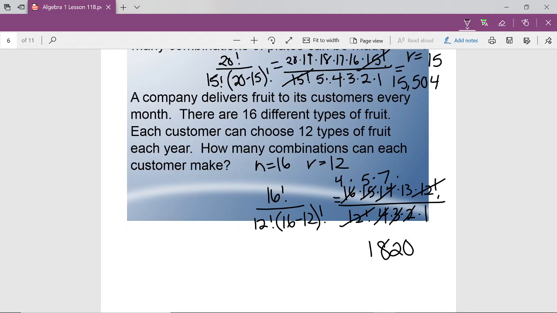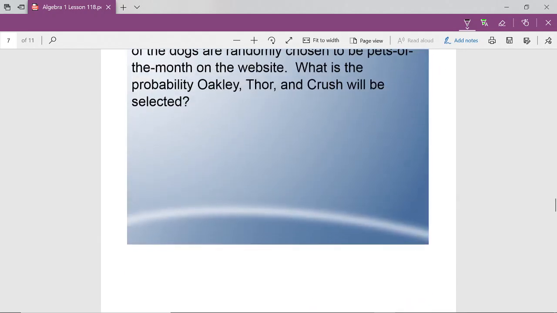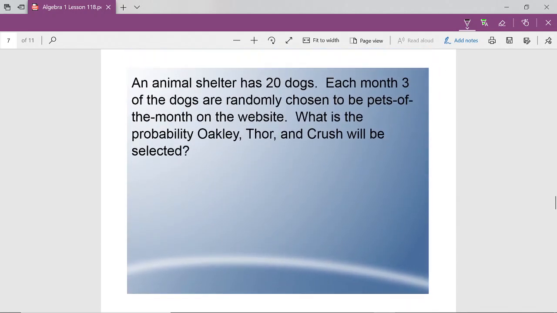Not too bad. Okay, so now with these combinations, we can do a little bit of probability. Actually, pretty simple probability. What we're going to do is find the combinations that are possible and say only one of those will give me the correct choices that I want. So an animal shelter has 20 dogs. Each month, 3 of the dogs are randomly chosen to be pets of the month. What is the probability Oakley, Thor, and Crush will be selected?